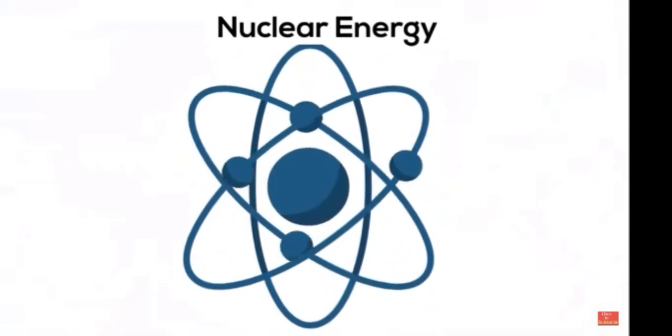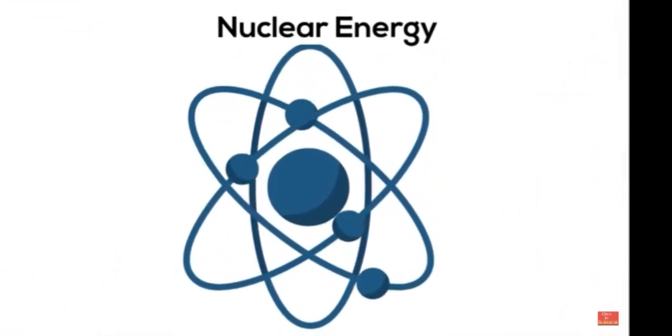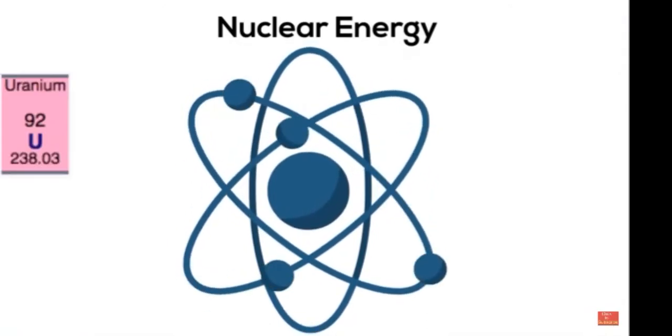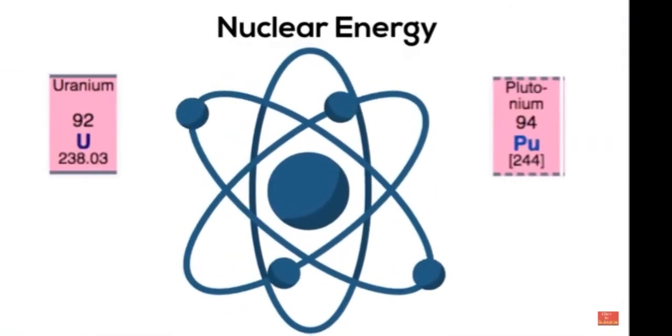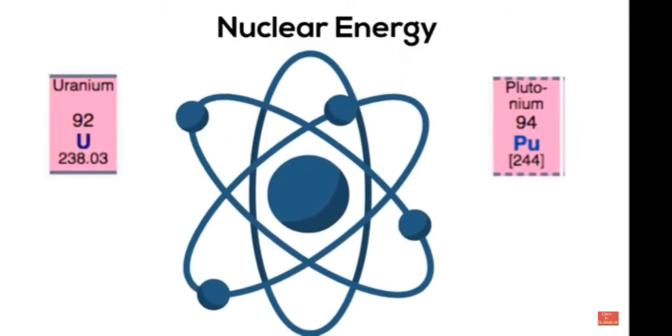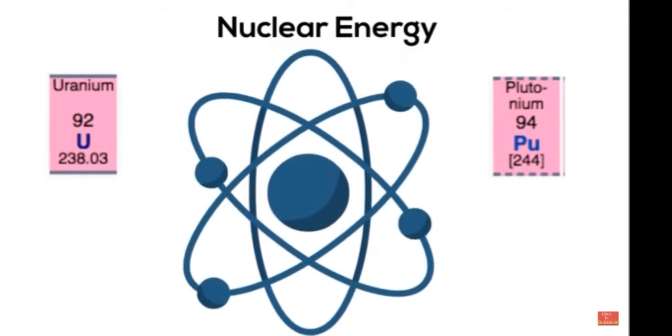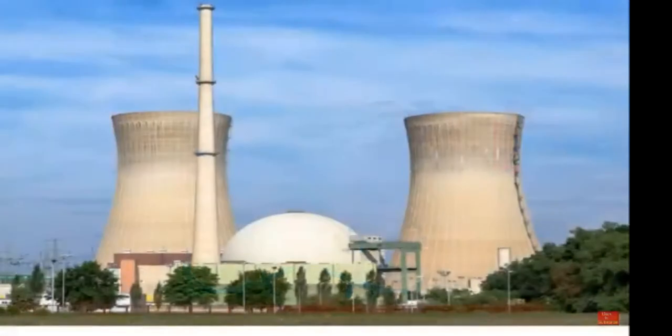Nuclear energy is energy stored in the nucleus of an atom. When large atoms such as uranium or plutonium are split into two smaller atoms, in a process called fission, energy is released. Nuclear power plants use this process to help create energy.